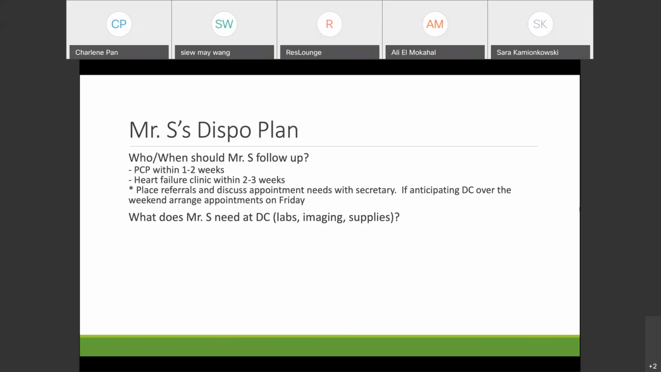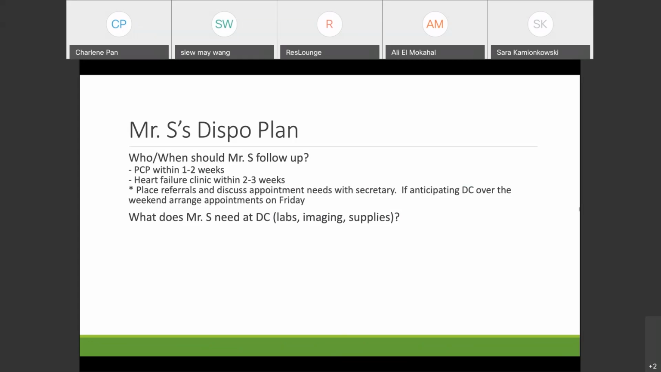So for any specialty clinic that you want the patient to be seen in, you need to place a referral in the discharge tab, and then you need to talk to the secretary about making these appointments, okay? And he or she cannot make them until that referral's in. If you're anticipating discharge over the weekend, they cannot make specialty appointments over the weekend. So anticipate needing this done on a Friday or sooner, okay?